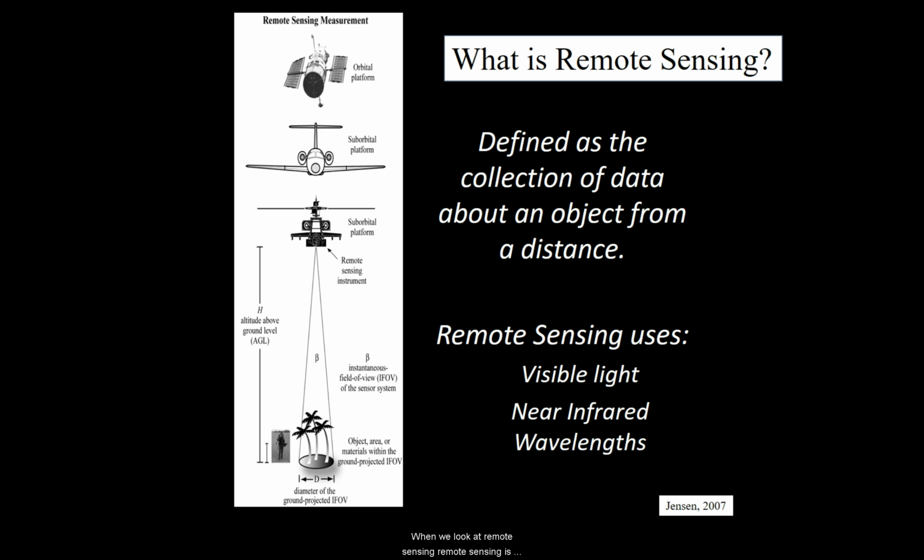So when we look at remote sensing, it is defined as a collection of data about an object from a distance. Okay, and so remote sensing takes the form of an orbital platform, a satellite. You can be collecting information from satellites, from airplanes, from helicopters. And on those platforms, you're going to have different types of sensors based on the information that you're collecting. For example, you may have visible light, near infrared, and different wavelengths depending upon the type of information that you want to collect.